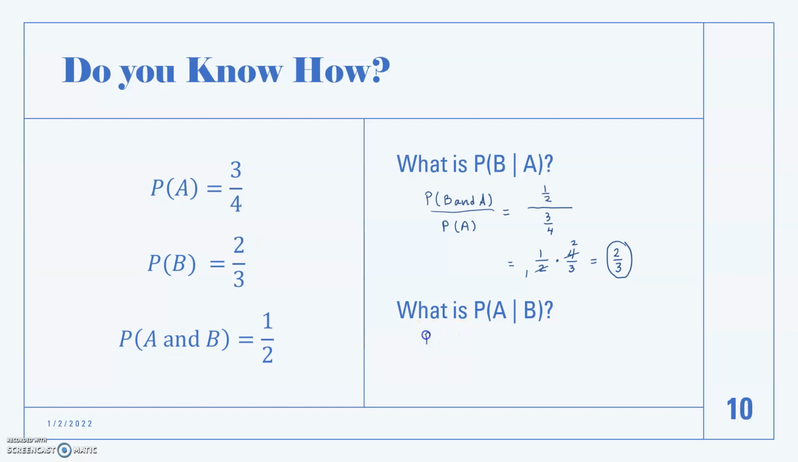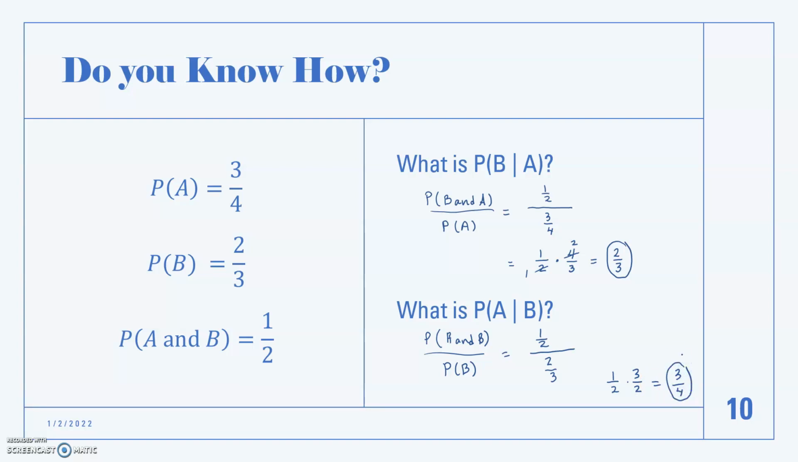And then if I do the same deal, but with the probability of A, given that B has already happened, that's going to be A and B divided by the probability of B. So for that, that's going to be 1/2 again, and the probability of B is 2/3. So we multiply by the reciprocal, so I have 1/2 times 3/2. And so that would be 3/4.